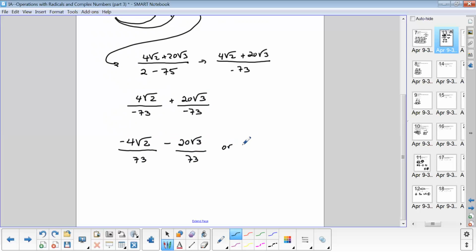Or you could write it as negative 4 square roots of 2 minus 20 square roots of 3, all divided by 73. 73 is an odd number, so it's not going to be divisible by 2. It's not going to be divisible by 4. And it's not divisible by 10 or 5. So we're going to leave it as it is.